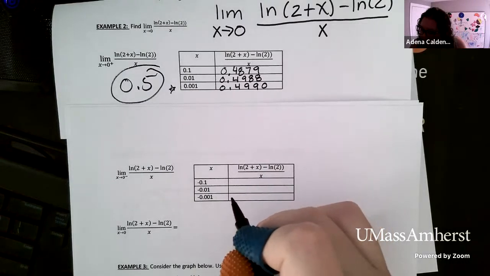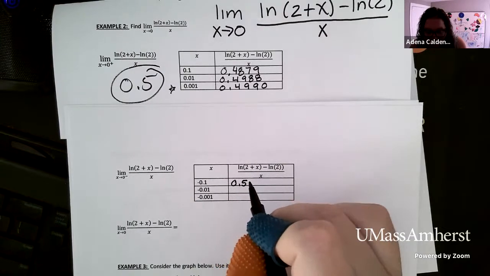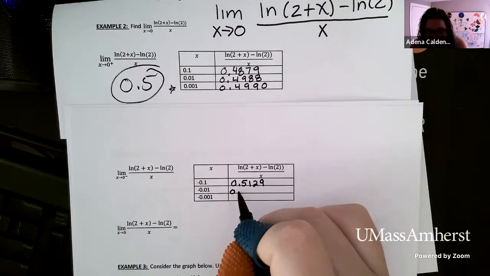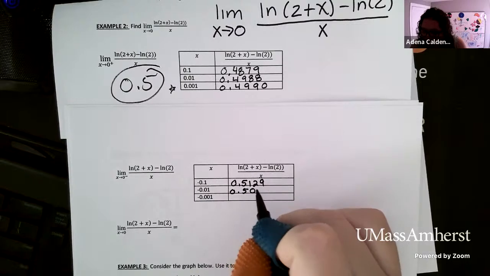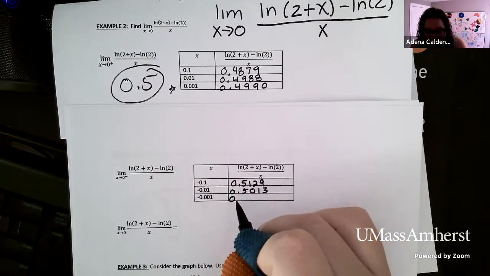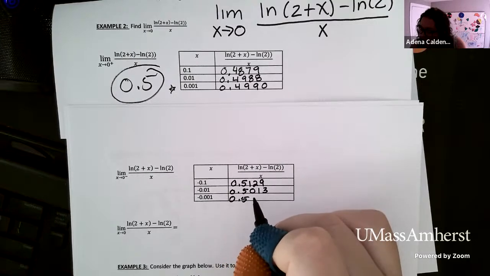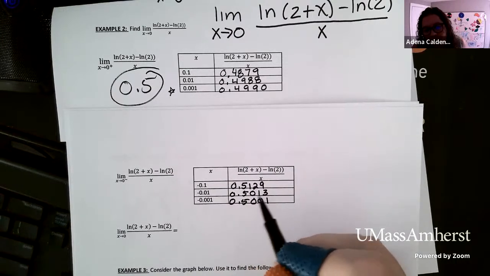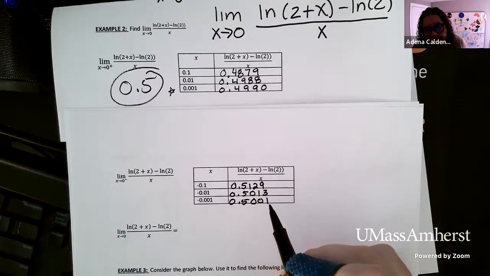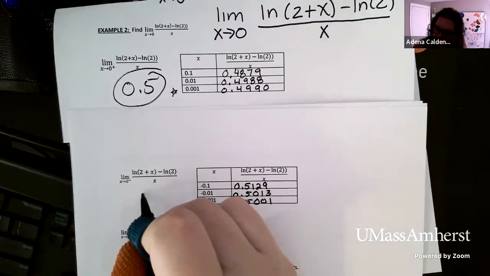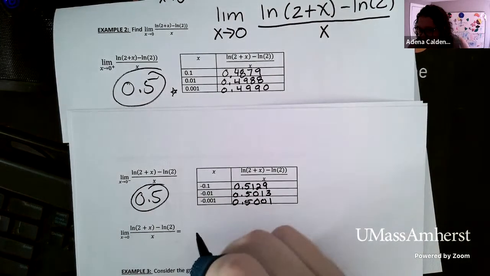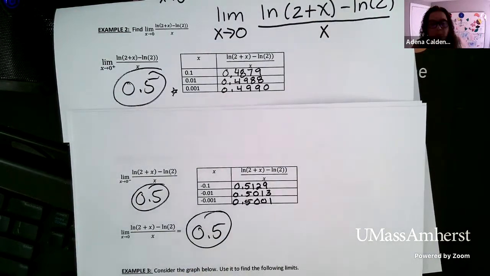I'm going to plug in negative 0.1. I get 0.5129. And then I'm going to get 0.5013. And then finally, I get 0.5001. So what I see is, again, I'm approaching 0.5. These decimals are getting smaller and smaller as I get closer and closer to 0. And I'm in luck here because my limit from the left is the same as my limit from the right, which means that my final limit is also 0.5.